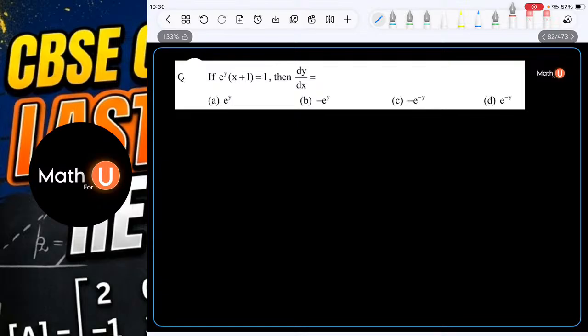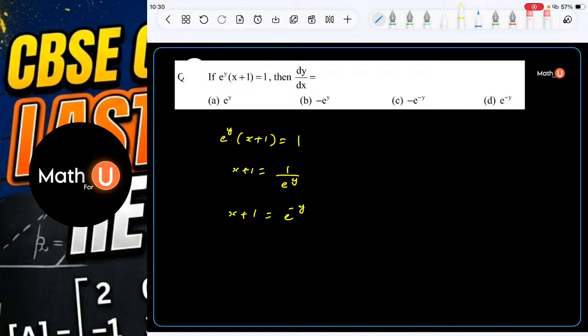Okay, next move to another question. Here e raised to 4 of y, x plus 1 is equal to 1 is given. I will rewrite as x plus 1 is equal to 1 by e raised to 4 of y. You can apply the uv rule directly here. Instead of this you can rearrange like this also.